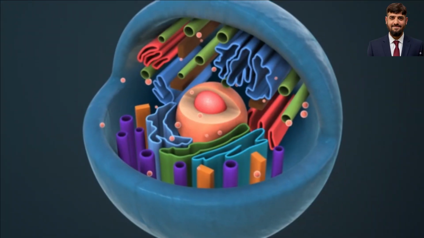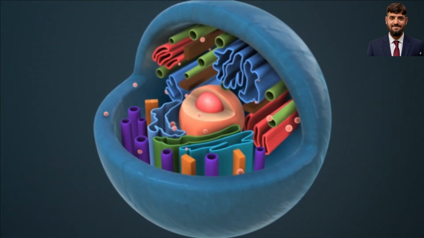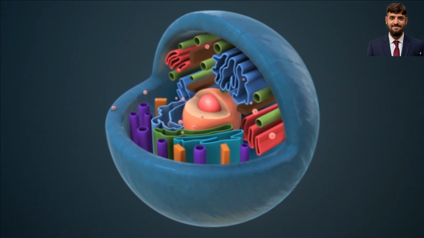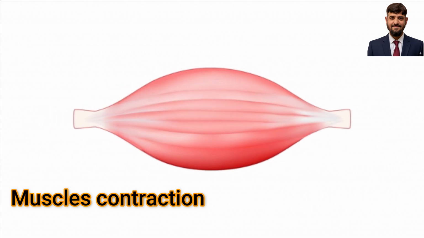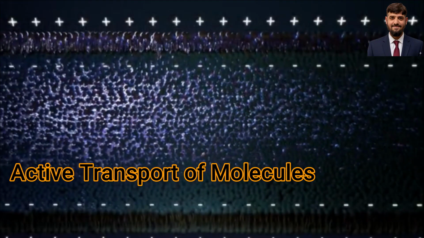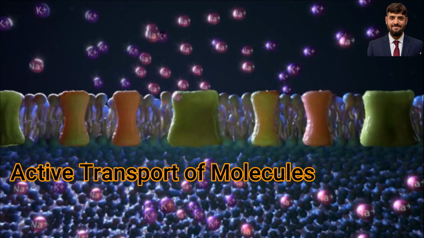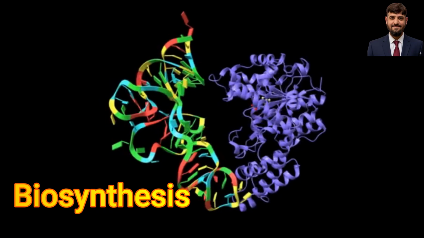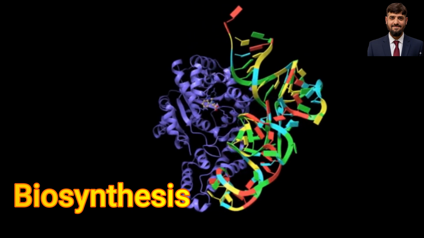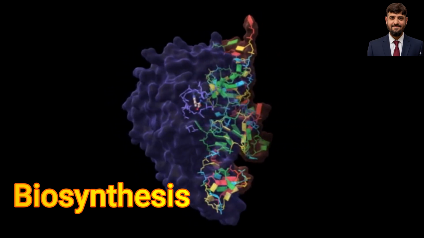Why do cells need energy? Cells need a continuous supply of energy for three main purposes. The first one is mechanical work, for example, muscle contraction and cell movement. The second one is active transport, movement of ions like sodium and potassium across membranes. And the third one is biosynthesis, that is the formation of proteins, lipids, nucleic acids and carbohydrates. Without energy, cells cannot survive even for a short time.